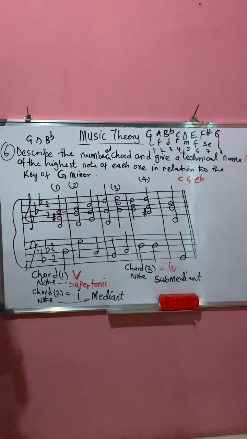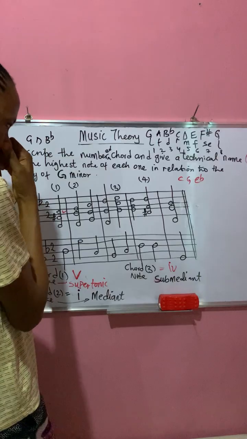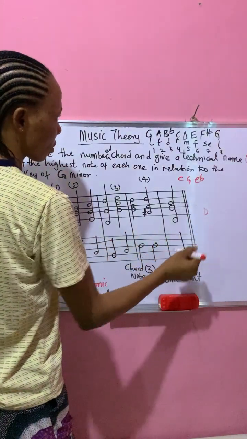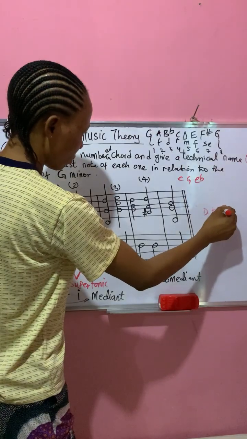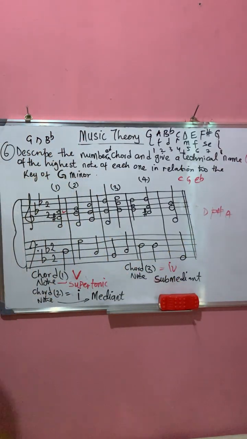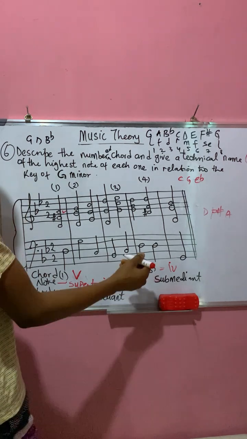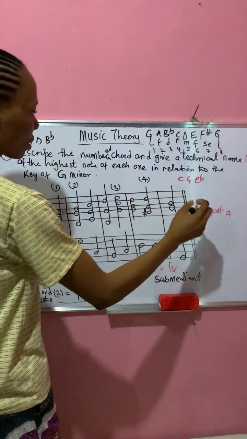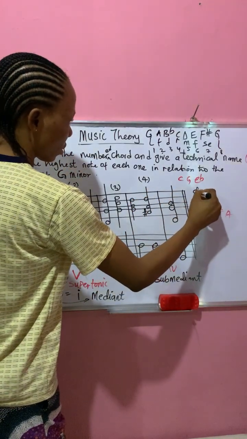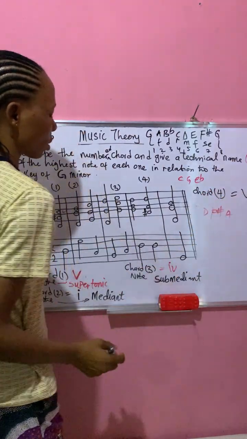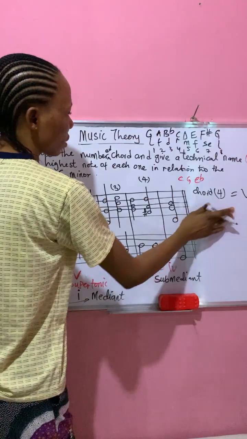Number 4. Number 4 consists of the same D, we have F sharp, we have A. Okay, so it's chord 5. That means number 4 is chord 5, the dominant.